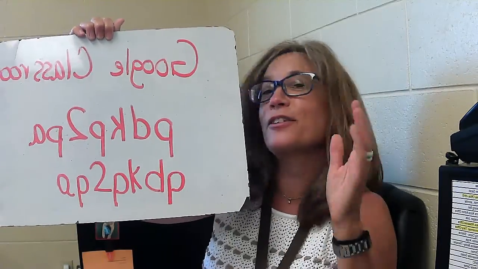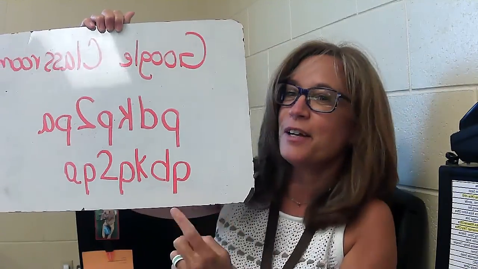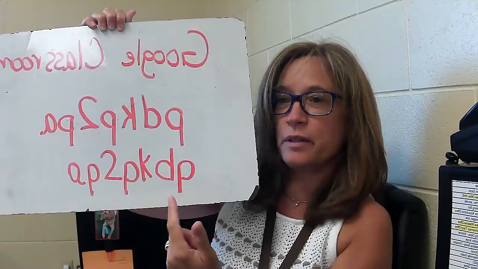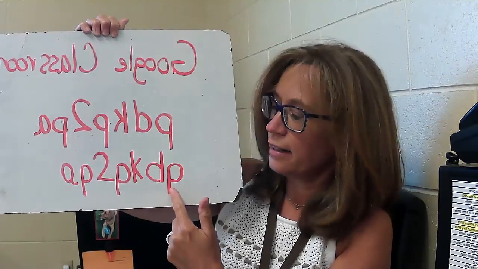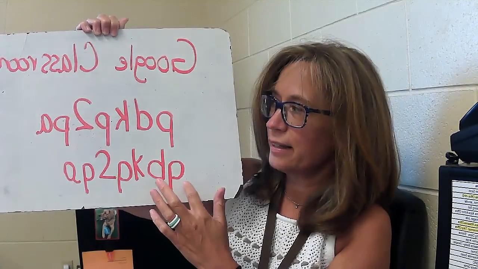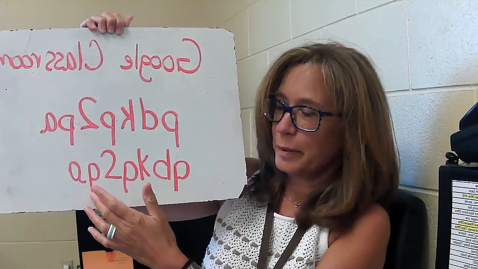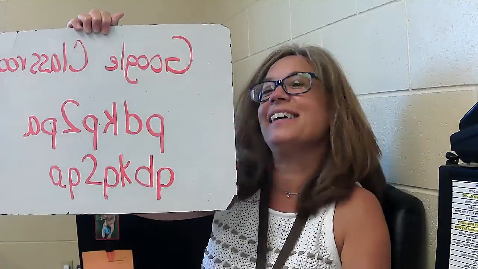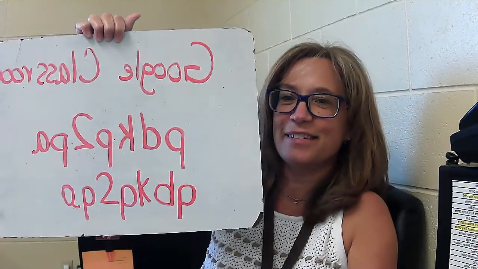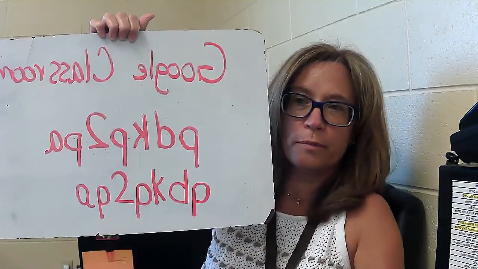This is going to be interesting, learning about this video camera stuff. When I write stuff on the board, it comes out backwards, so you have to start here. You should write P, D, K, P2, P, A. That's your Google Classroom code.